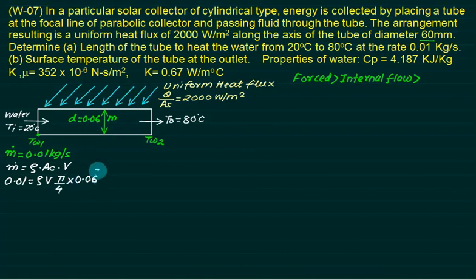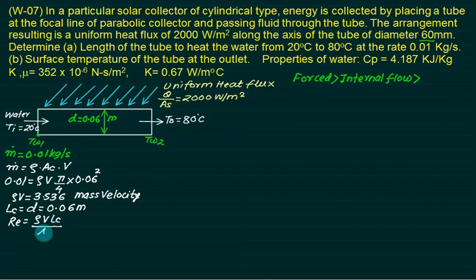The product of rho into v is basically called the mass velocity, and this mass velocity comes out to be 3.536. The characteristic length for the pipe is the same as the diameter, 0.06 meter. We have Reynolds number equals rho multiplied by v multiplied by LC, which equals d, divided by mu. Let's put in these values. Rho into v we can directly put as 3.536. Characteristic length is 0.06 and dynamic viscosity is given as 352 into 10 to the power minus 6.